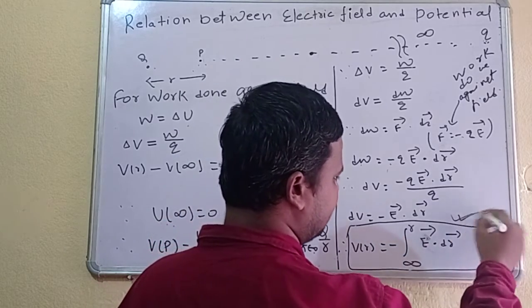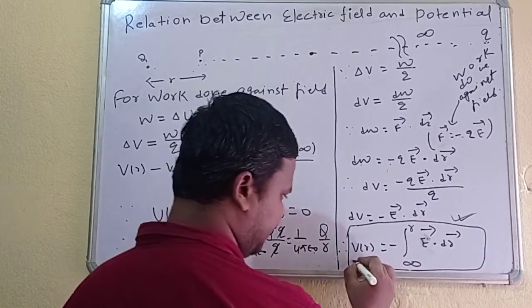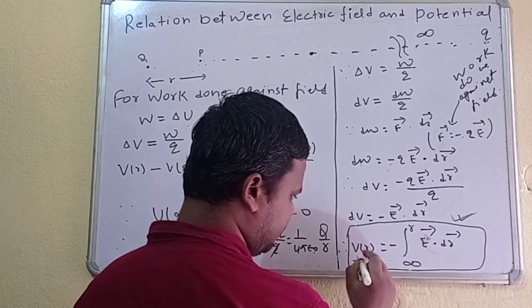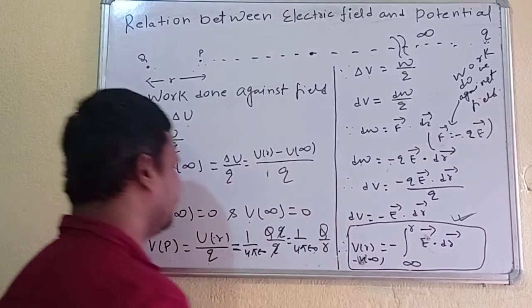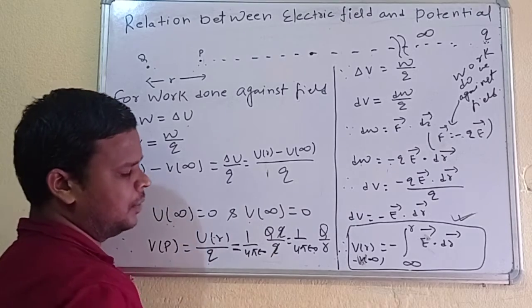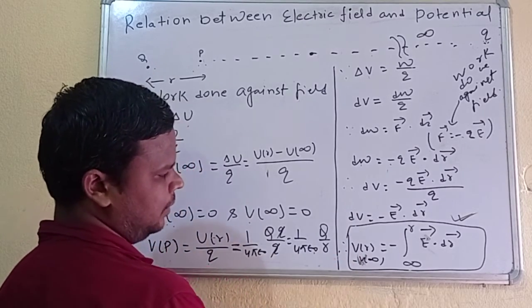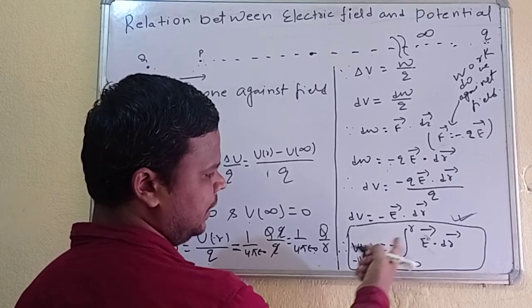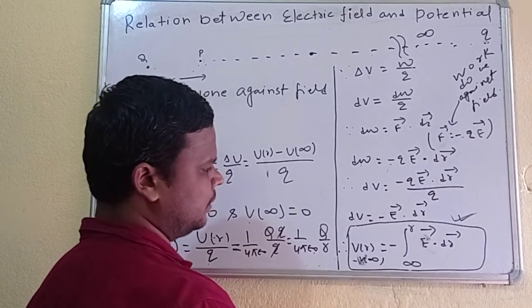So this is the final expression for potential. I can also write V_R minus V_infinity, but we know that the potential at infinity will be 0. So the electric potential, if the electric field is given, can be easily expressed in this expression.